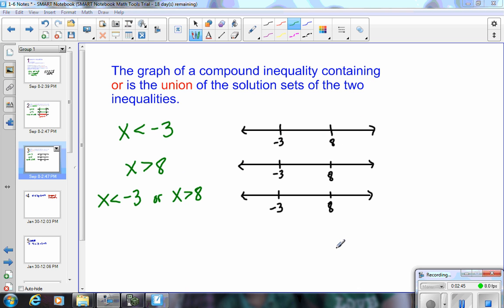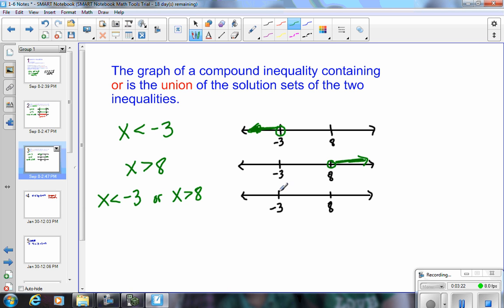The graph of a compound inequality containing or is the union of the solution sets of the two inequalities. And the union means we're going to unite the two different sets together. So if we have x is less than negative 3, I'm going to put an open circle and shade to the left. My next statement is x is greater than 8. So our union for the or is going to be uniting these two together.